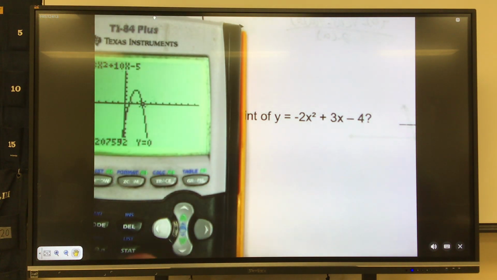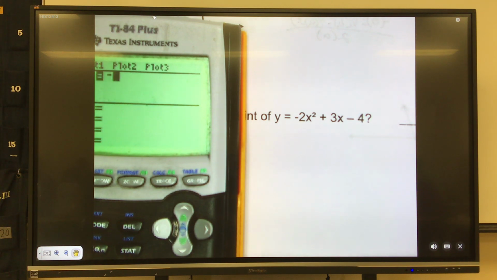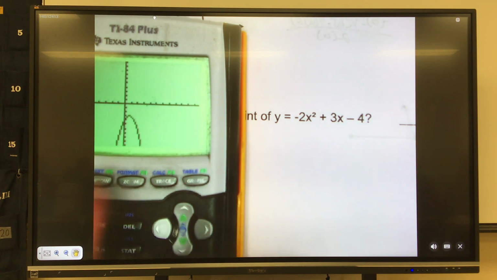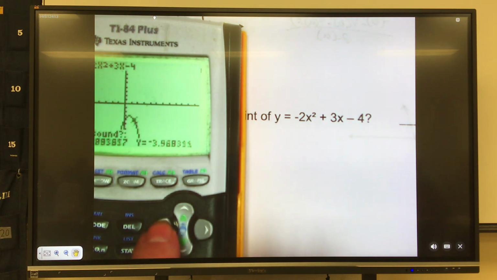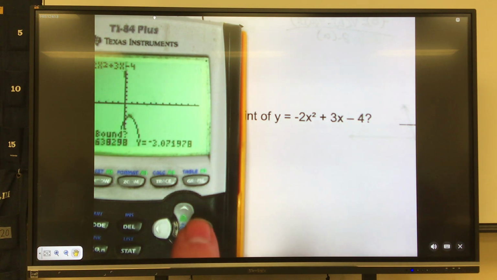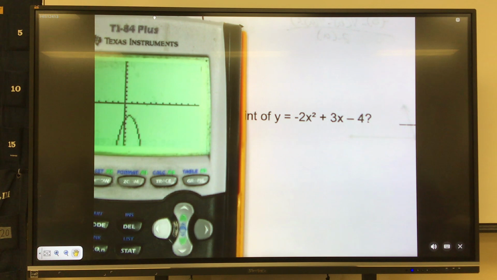For number 4, put in y equals. We have negative 2x squared. Any guesses on which way it's going to open, up or down? When I graph it, is it going to open up or open down? If it's a negative, it'll open down because it's a negative 2x squared. And sure enough, it opens down. Okay, so second, calc, maximum, which is number 4. And we got to put it to the left. There's my maximum right there, so I got to put it to the left of it. Hit enter. Put it to the right of it. Hit enter. Guess. Hit enter.